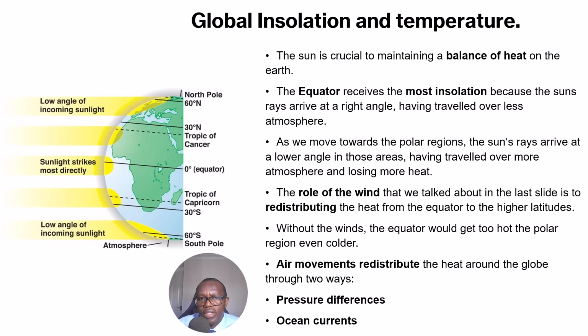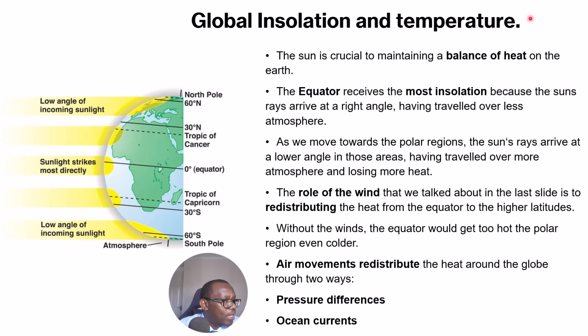In this second slide, we'll be talking about global insolation and temperature. The sun is crucial to maintaining the balance of heat on the Earth, and it's what gives us the insolation, so it heats the Earth. And the equator is where we get the most insolation.